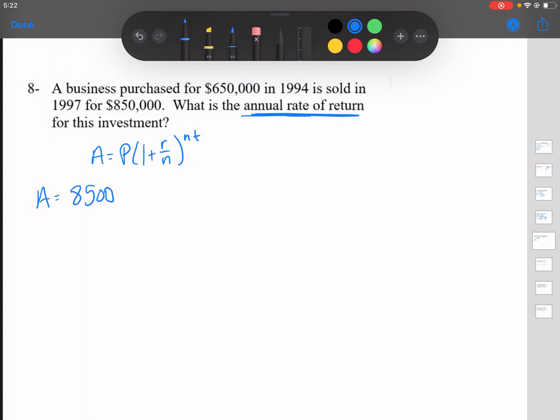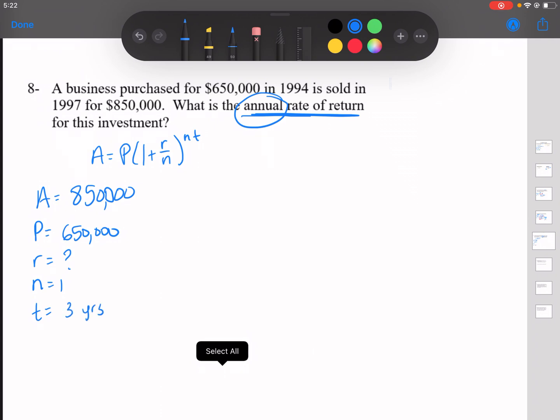So A would be 850,000. P is 650,000. Our rate is what we're looking for. Our N, as they said, it was annual, so it's just 1. And time from 94 to 97 is 3 years. So we've got 850,000 equals 650,000 multiplied by 1 plus R, because R is just over 1, raised to the 3 times 1, or third power.